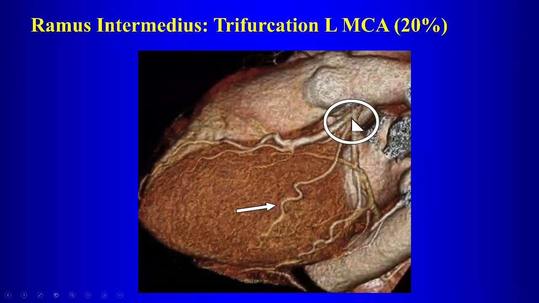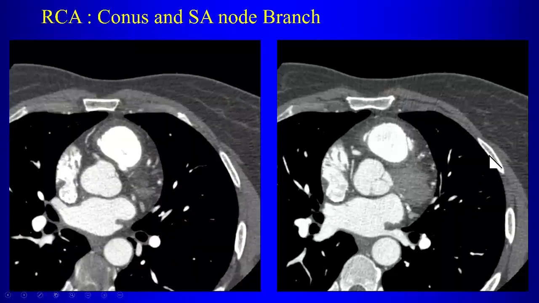And then here's an example, volume rendered view. We're looking here at the lateral wall of the left ventricle. So here you can see the trifurcation, the LAD, ramus intermedius, and then here's the circumflex coronary artery. So you can see a ramus intermedius in about 20% of cases, okay?